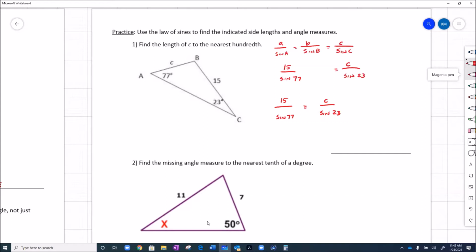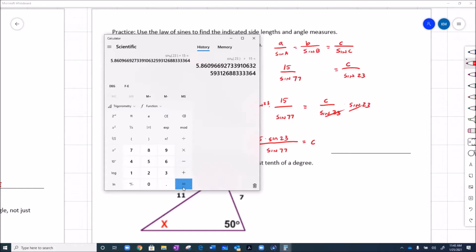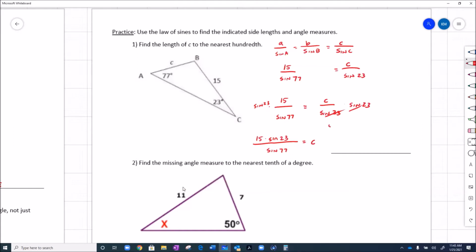And now I just need to solve for c. Multiplying both sides by sine 23. Okay, and so what I have is 15 times sine 23 over sine 77 should equal c. Okay, I want to be careful about putting that into my calculator, but that's all it is. So sine 23 times 15. I'll write this down here just so I can check my stuff later.